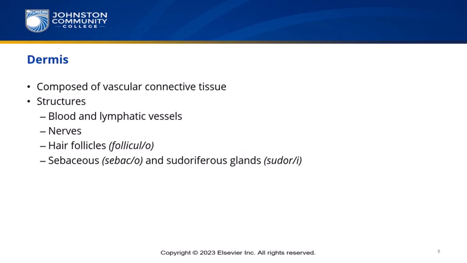Next, let's discuss dermis. Remember that the dermis is also called the corium. While the epidermis is the covering, the dermis is the tissue that is being covered. Vascular in nature and composed of connective tissue, the dermis is also the site of the nerves, hair follicles, touch receptors, and sweat and sebaceous glands.